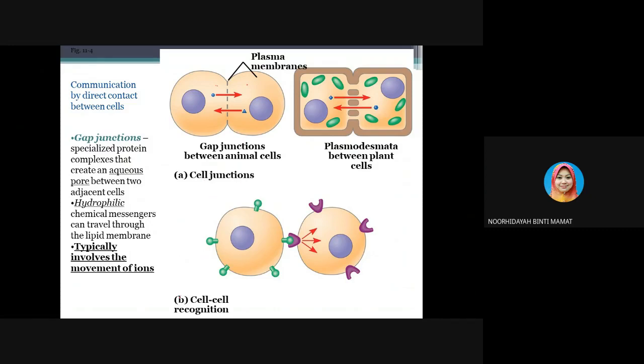We also have the second type, which is cell-cell recognition. Cell-cell recognition is when cells are recognized by other cells. They have recognition molecules here, so the signal will be transferred. The gap junction is a specialized protein complex that creates an aqueous pore between two adjacent cells. So hydrophilic chemical messengers can travel through a lipid membrane, and this typically involves the movement of ions in the gap junctions.